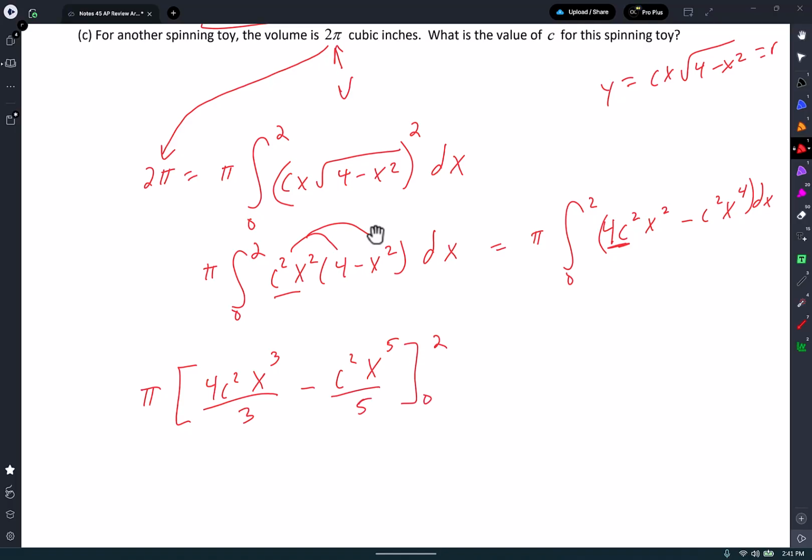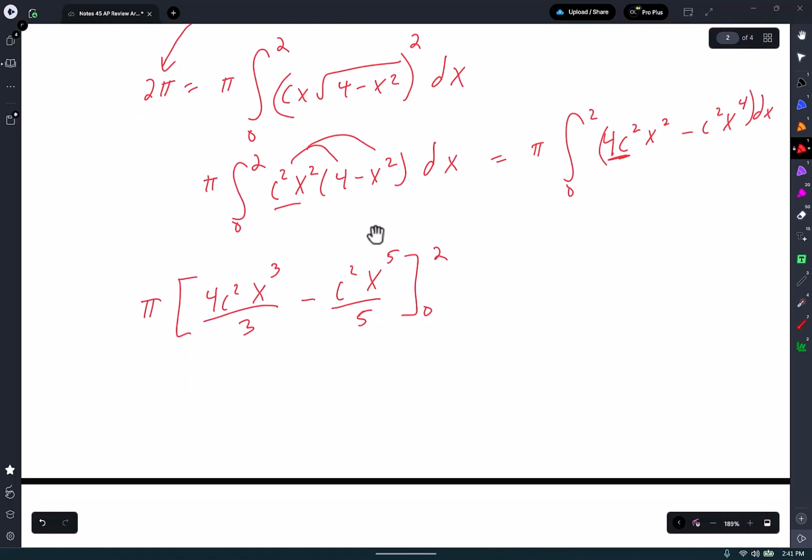From 0 to 2. We don't have to worry about the 0. We just got to worry about the 2. Pi. 2 to the 3rd power is 8. 8 times 4. 32c squared over 3. Minus 2 to the 5th power.